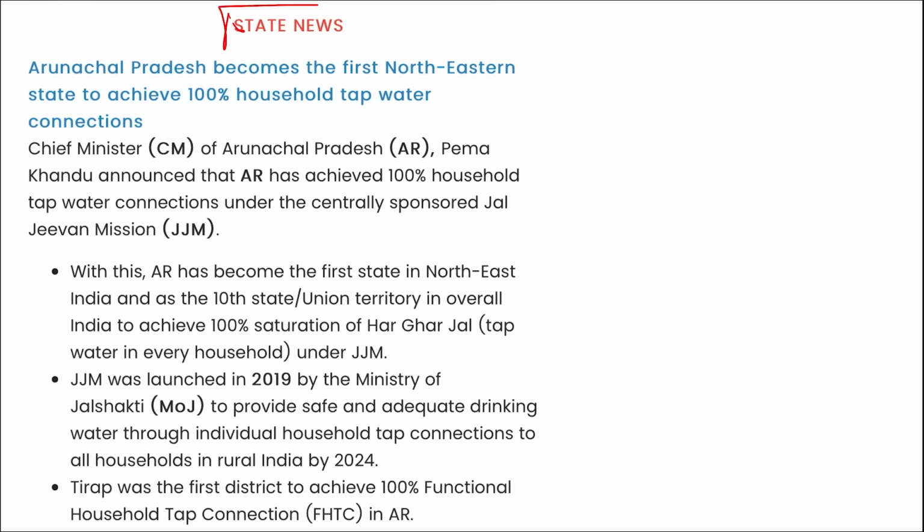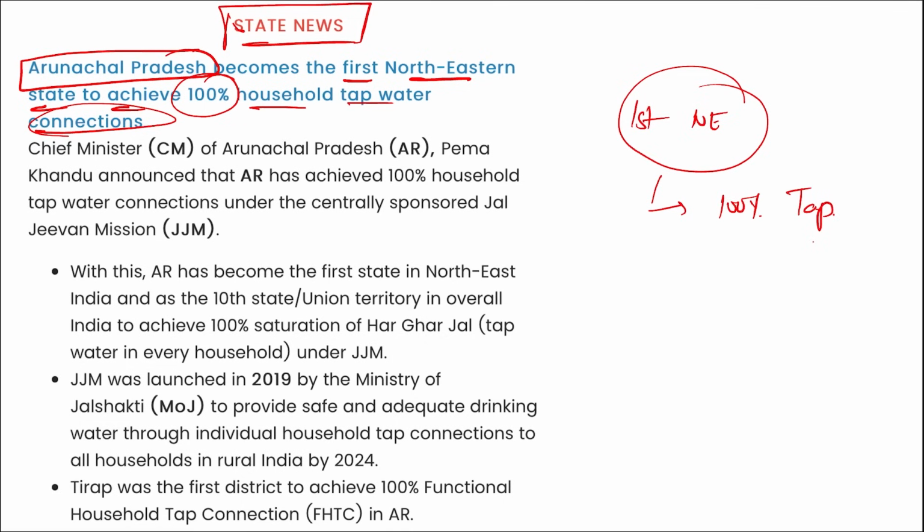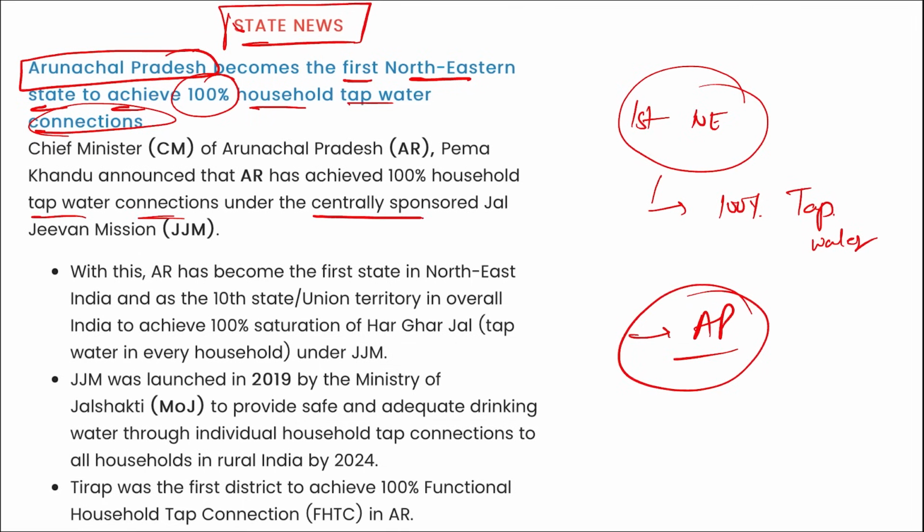Next is your state news. Here remember, Arunachal Pradesh became the first northeastern state to achieve 100% household tap water connection. So which is the first northeastern state of India that has achieved 100% household tap water connection? It is Arunachal Pradesh. Correct? And these tap water connections were provided under the centrally sponsored scheme of Jal Jeevan Mission.